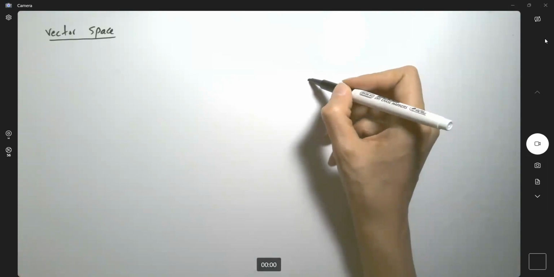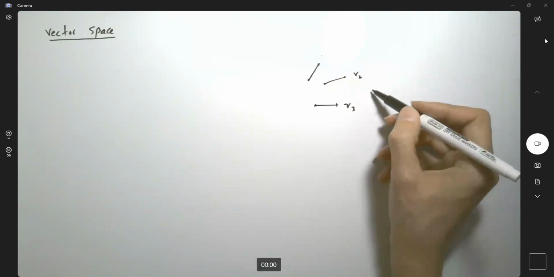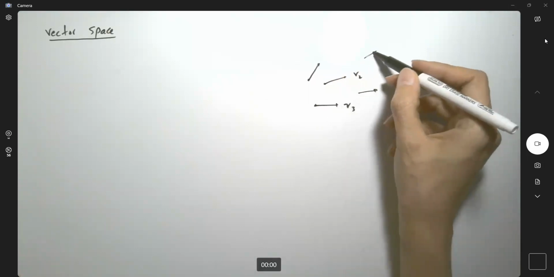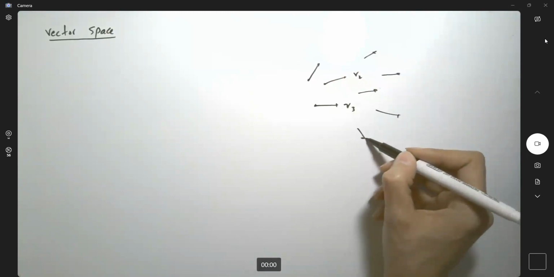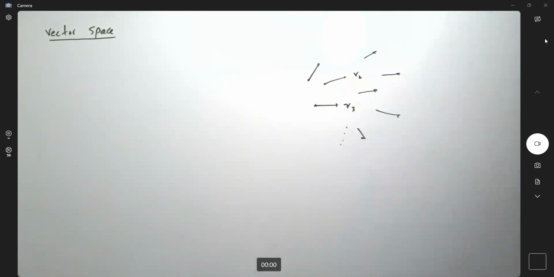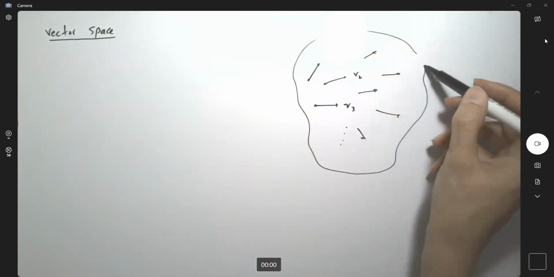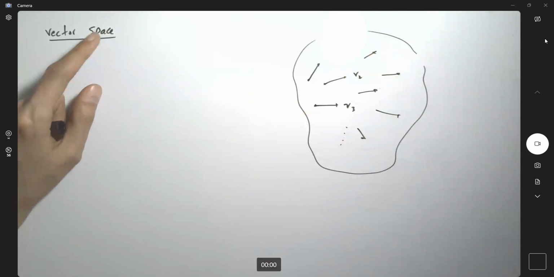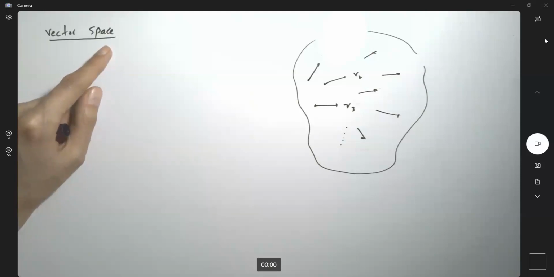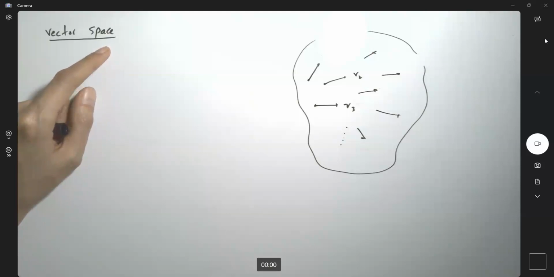We're going to introduce a vector space. Suppose you have a bunch of vectors, v sub 1, v sub 2, v sub 3, and more, right? So you have a lot of these vectors, for example. We can actually take these vectors and define a space that we call vector space. To define a vector space, that vector space must satisfy some important axioms.